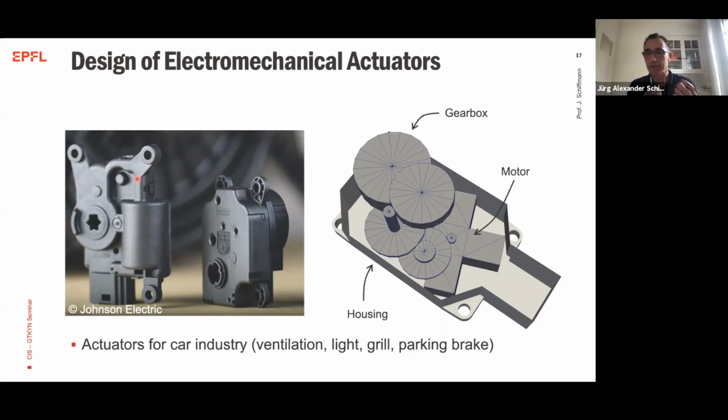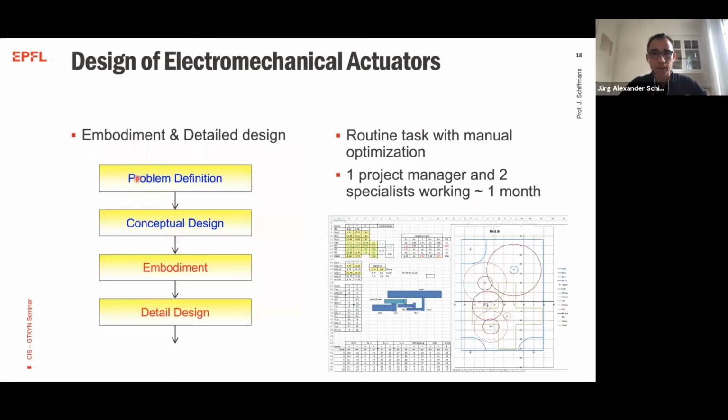It's basically sizing an electric motor, sizing gears. This has been done for decades. It's an easy design problem. However, if we come back to this design process, we clearly see that there's a problem definition where specifications are exchanged with the customer, but it's primarily a design problem that emphasizes the embodiment and detailed design phase, okay?